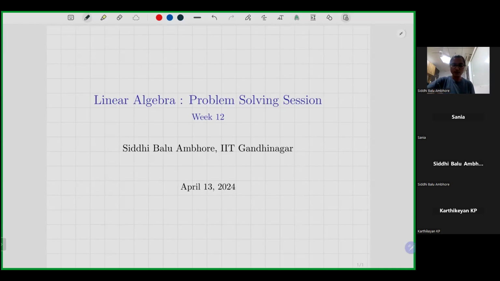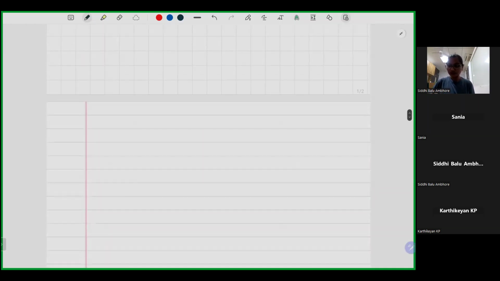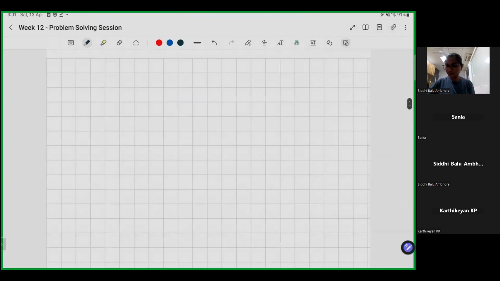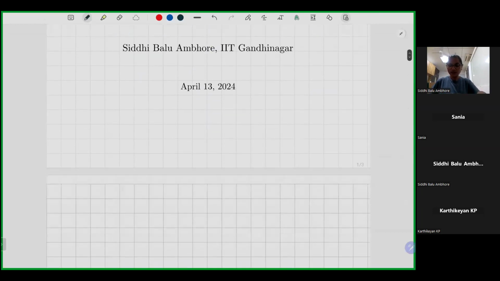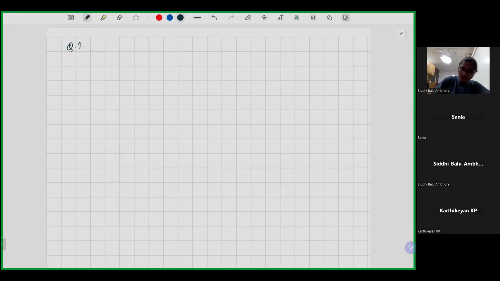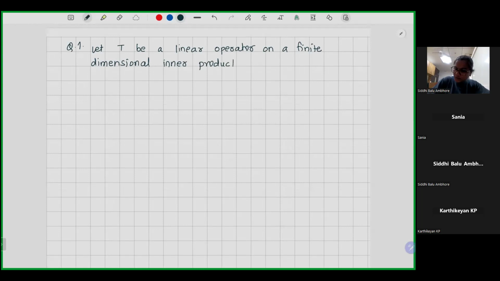So we'll start with the first problem. Let T be a linear operator on a finite dimensional inner product space V. Then we have to check whether the following statements are true or false.